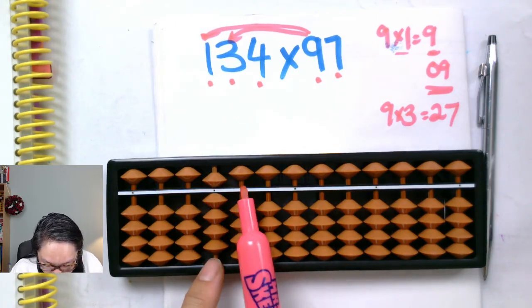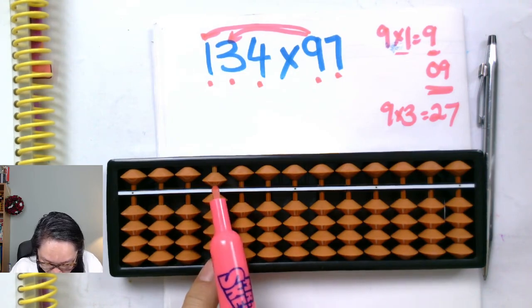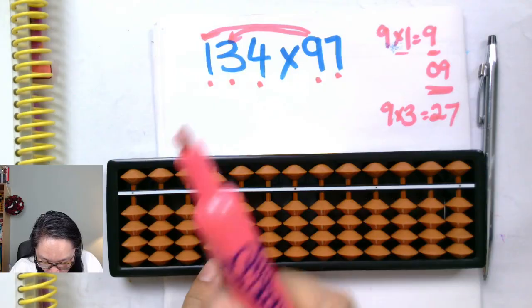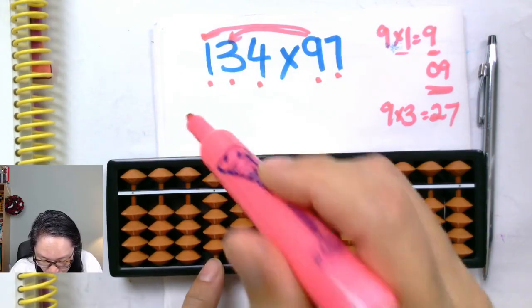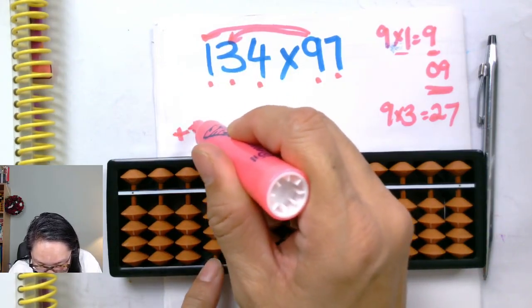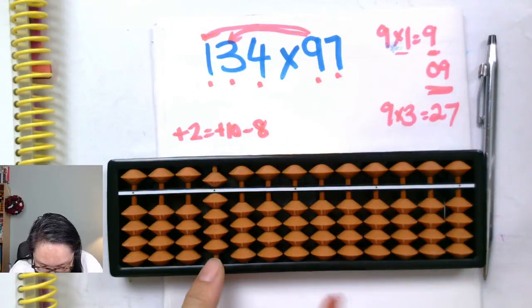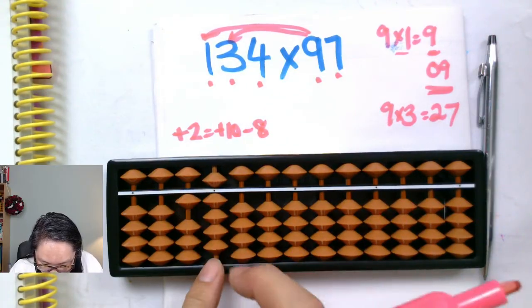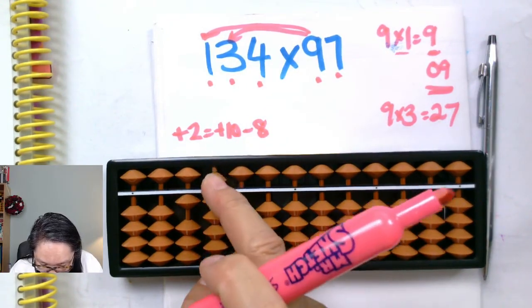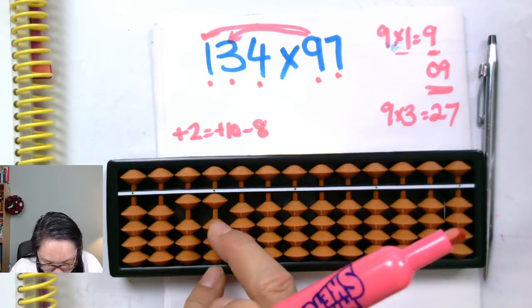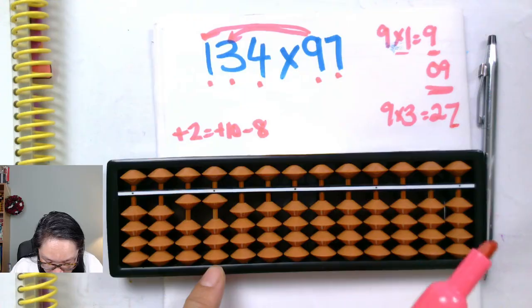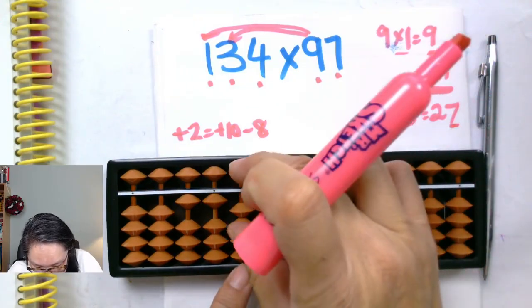Okay, wait. 27. I want to add 2. I want to add 7. I know I don't have enough beads to add the 2. To add the 2, I need to plus the 10 minus 8. Plus the 10 minus the 8. 5, 6, 7, 8. And then I need to add the 7.